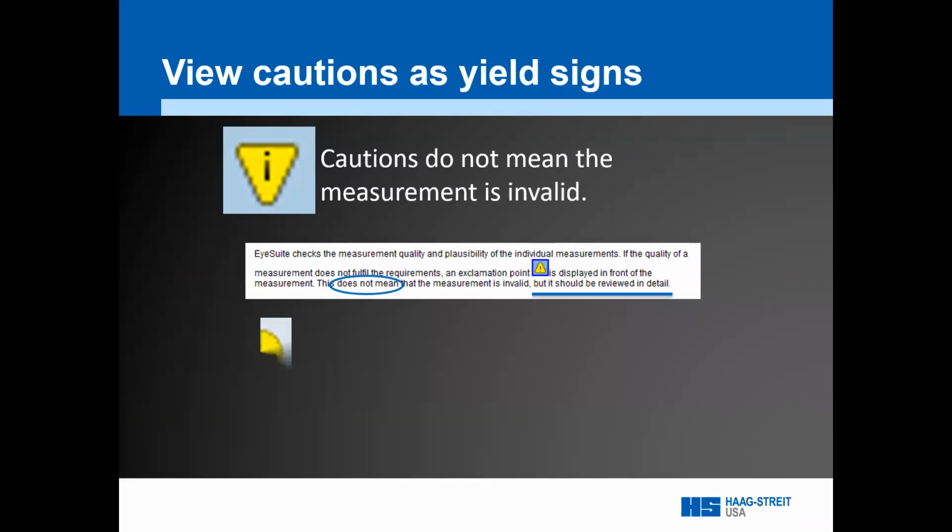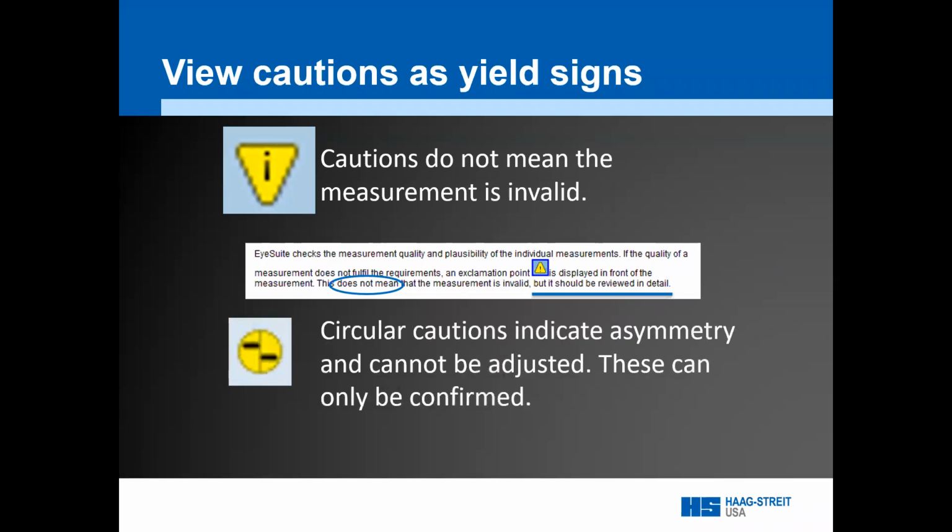Now, circular cautions indicate asymmetry and cannot be adjusted. These can only be confirmed when they appear. And they will appear when the axial length has a difference between the two eyes of greater than 0.3 millimeters and the Ks if they're different by a diopter or more.